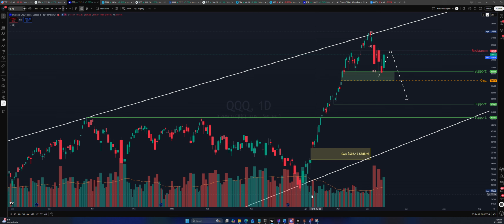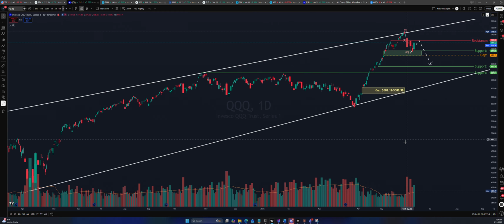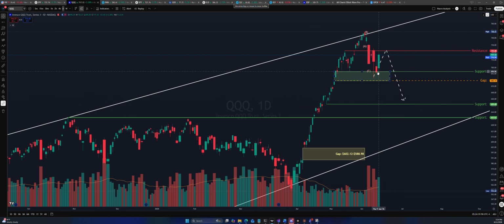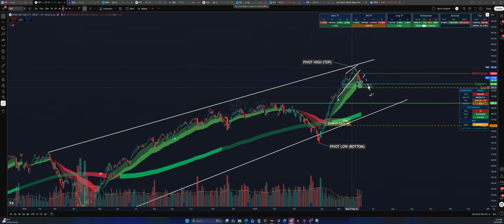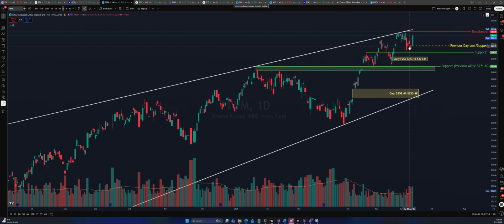But I'm seeing some buying stepping in today, where the market continued to move to the upside. So be careful. Don't short while you're here. That's not where you short. That's where buyers are stepping in. Same thing with SPY. Buyers are stepping in here. Same thing with IWM. Buyers are stepping in here. Know your key levels.